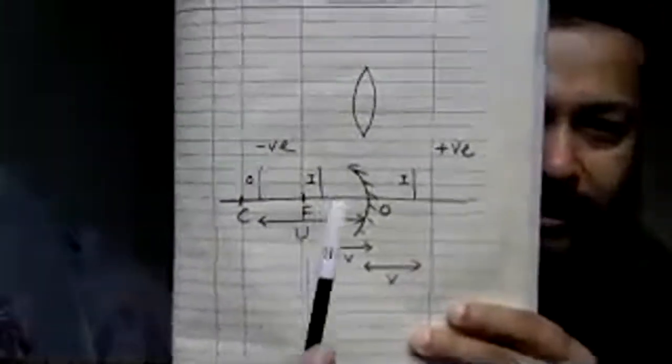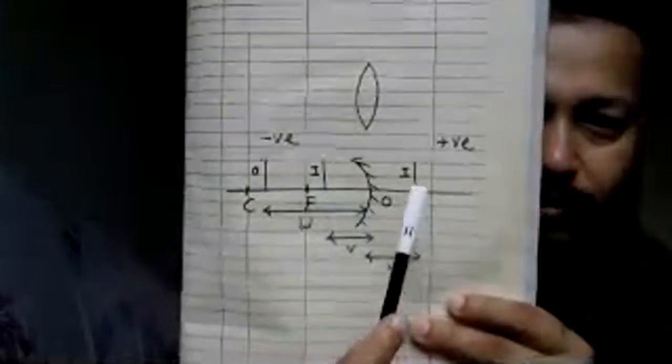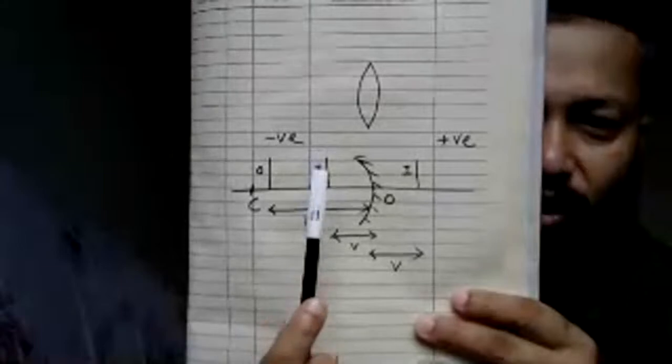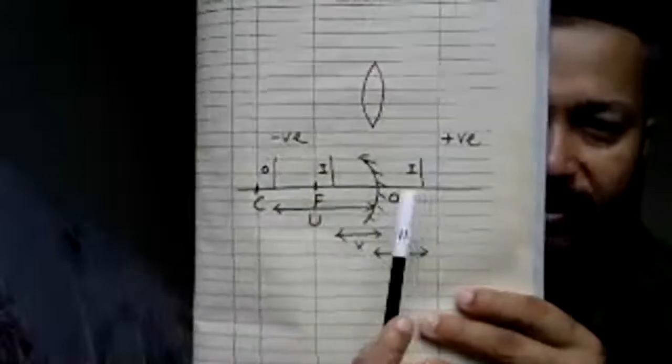Okay, so what I was doing, I said that we will always keep our object in front of the mirror, and we know that in front of the mirror means the negative side. We get the image either in front of the mirror or at the back of the mirror. If you get the image at the front, meaning the negative side, then V is negative. If you get the image at the back, then V is positive.